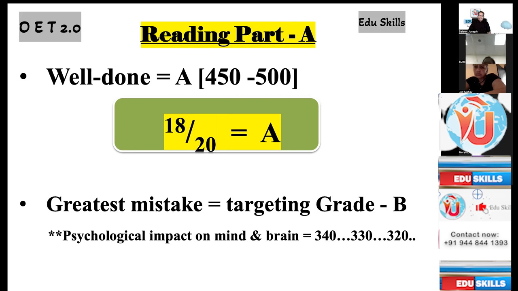If you target grade B, thousands of the students I know lose their grades because they are targeting B, and you will not get B. If you are targeting 350, you will be psychologically satisfied and happy. You think, okay, I got 30, 31 correct, I can go for the exam. But with all the exam stress and other things, you will not be able to score even grade B. So always target grade A. There is a psychological impact on the mind and brain. You score 340, 330, 320 when you target grade B.